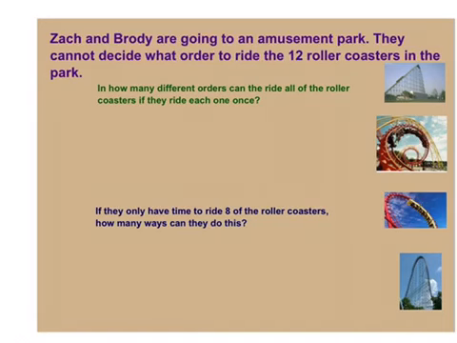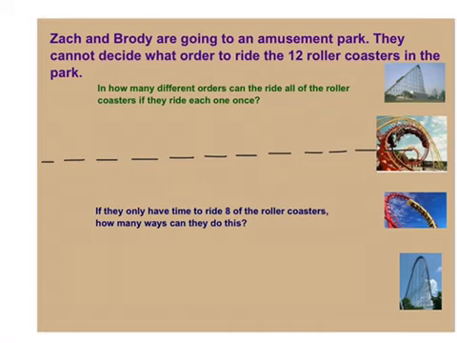So let's go ahead and look at our last example here. We have Zach and Brody that are going to an amusement park. They can't decide which order to ride the 12 roller coasters in the park. How many different orders can they ride all of the roller coasters if they ride each one only once? So we have 12 different rides that we want to do. So I have 12 different spaces. 3, 4, 5, 6, 7, 8, 9, 10. Ooh, I'm running out of space. 11, and we'll put one over the picture, 12. So I have 12 different roller coasters I want to ride.